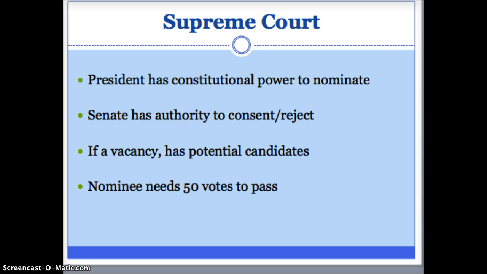In the Supreme Court, the president has the constitutional power to nominate someone. In the Supreme Court, there are many ways to be elected. The president has the constitutional power to nominate a representative. The Senate also has the authority to consent or reject the representative. If there is a vacancy, there is a list of potential candidates. The nominee also needs to have at least 50 votes to be elected.